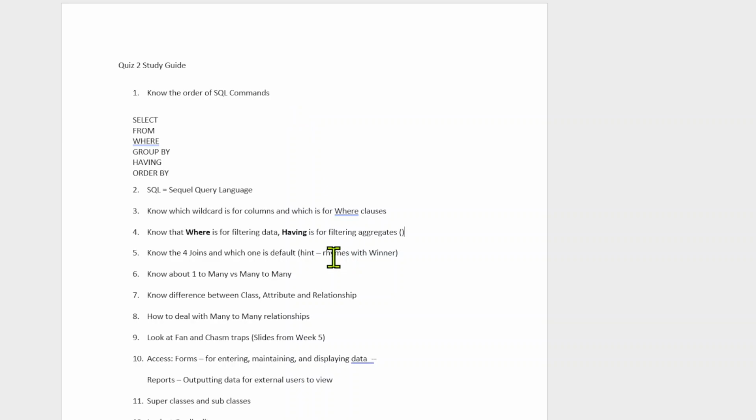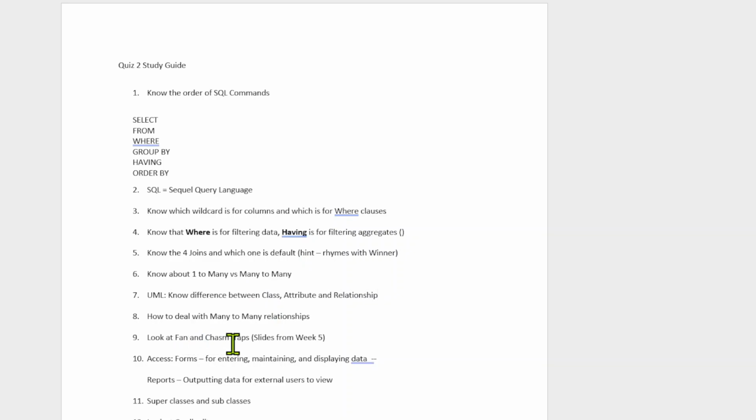Know the difference between a one-to-many and a many-to-many relationship. With UML, if you've got any questions, because when you get to the quiz, I have the UML questions, but know the difference between a class, an attribute, and a relationship. And know what those are called in the table version too, when you're looking at actually building stuff. Know what trick we normally have to do when we're dealing with a many-to-many relationship.